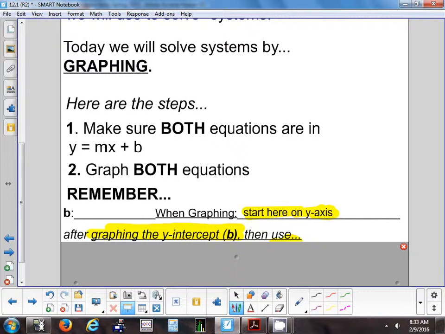Do we need anything here, Mr. Ray? Oh, y-intercept. Oh, y-intercept. Gotcha. Thank you. I wasn't thinking.